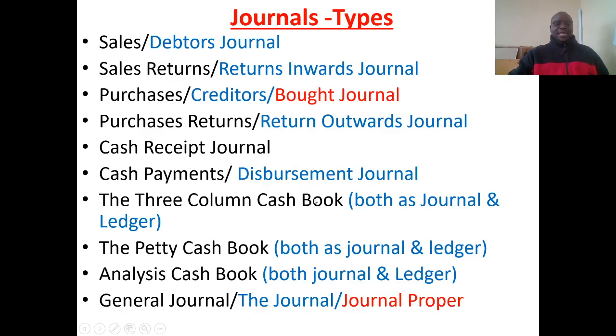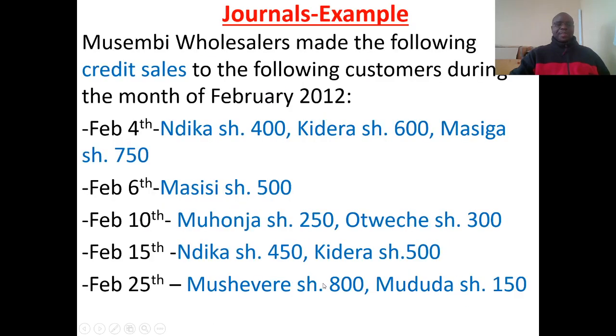Then you have the three column cash book, both as a journal, where we have the DR, that is discount received and discount allowed, as two journals in the three column cash book, as well as the ledger, the cash account and the bank account. Then you have the petty cash book, both as a journal and as a ledger. The analysis cash book, both as a journal and as a ledger. The general journal, which is also called the journal or journal proper.